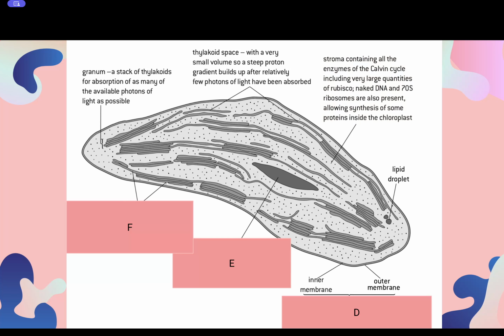This one is stroma. So the stroma is basically what the matrix is, or what the cytoplasm is in relation to the mitochondria in the cell. That usually has all the enzymes for the Calvin cycle, which we will go through next, and also has ribosomes and rubisco and naked DNA. So there's more synthesis of proteins and stuff within the chloroplast. Again, if you recall back to, I'm gonna say Unit 1 and the endosymbiotic theory, then you'll know why it can create its own proteins.